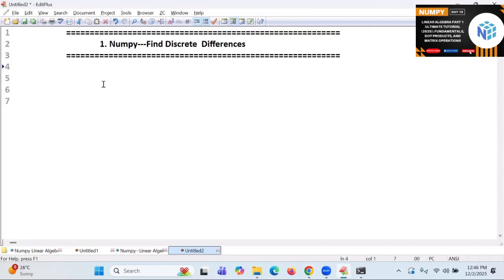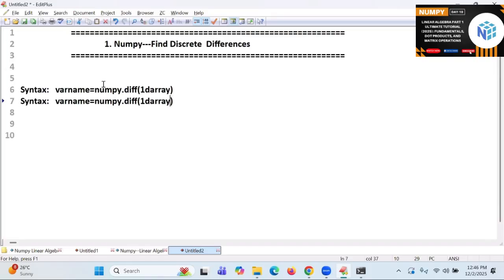So, coming to the subject of this one, what is syntax number 1? Tell me, what is the syntax you applied? Variable name is equal to numpy.diff of ND array, that is a 1D array, comma. This is one syntax. Next, for 1D, comma n. N represents the number of times discrete differences you can find.